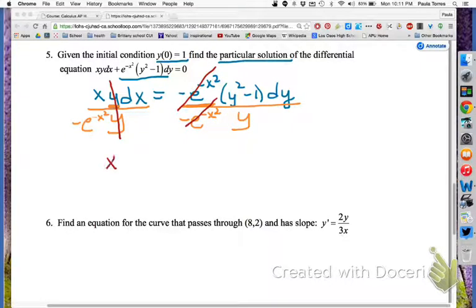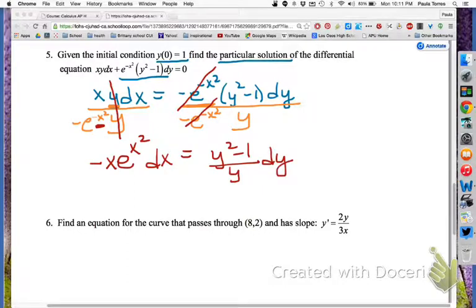And then, let's see, since this is a negative, I'm going to move it up top. So now it'll be positive x squared. And on the other side, yay, I have a single denominator. I will be able to separate those. So now I can integrate, because I got all the x's together, all the y's together.